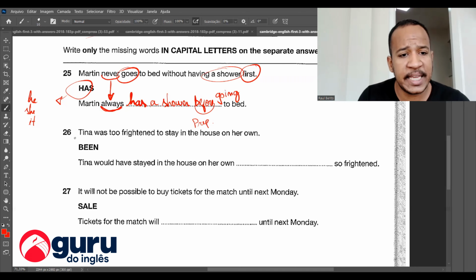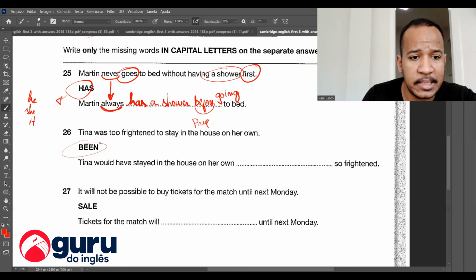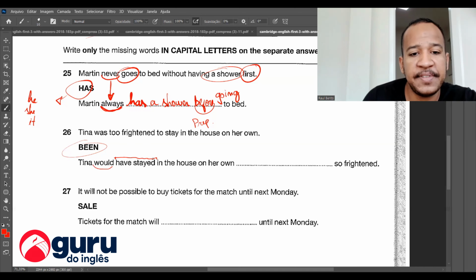Let's try number 26 now. "Tina was too frightened to stay in the house on her own." Okay, so I must use the verb "be" in the past participle, so "been", and "Tina would have stayed". Here is the answer for us: "Tina would have stayed in the house on her own if she hadn't been so frightened."